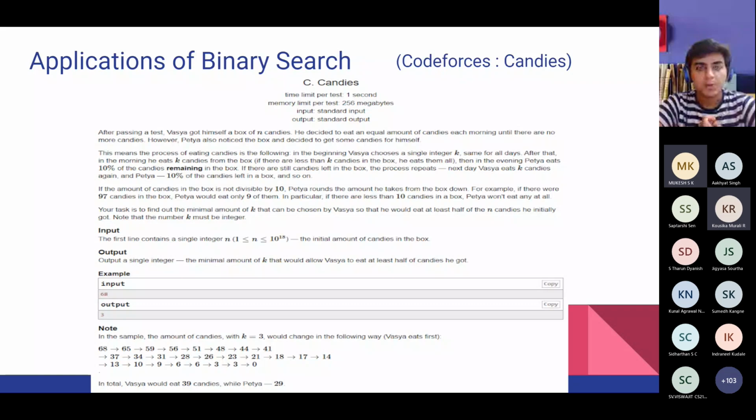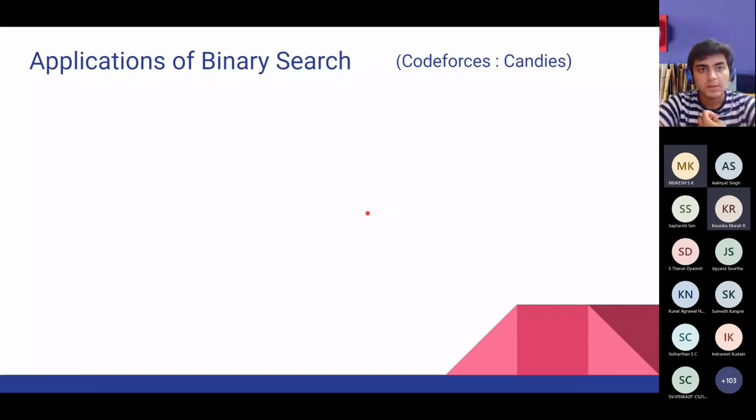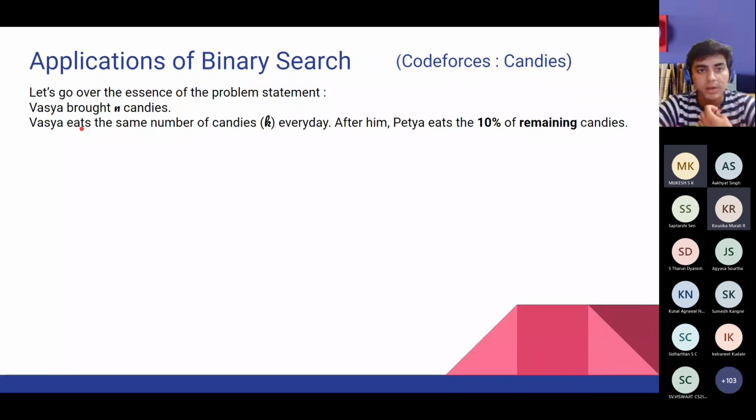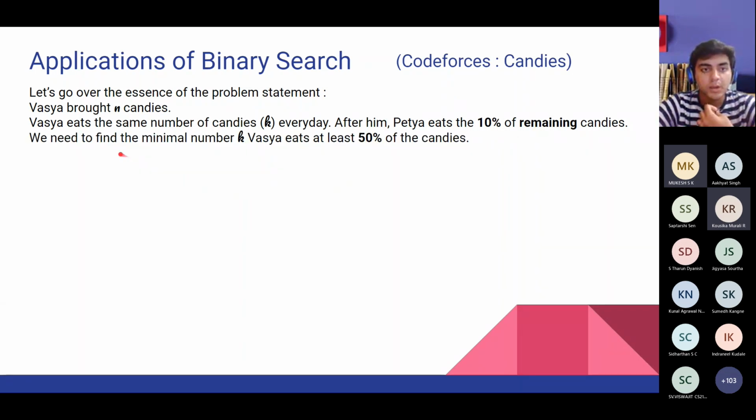And since we have a shortage of time as well, we'll just discuss the essence of the problem statement. So Vasya, I don't know, it's a Russian name. I don't know if I'm pronouncing it correctly, but Vasya brought N candies and he eats the same number of candies, like some K candies every day. And after him, Petya eats 10% of the remaining candies. We need to find the minimal number K such that when they have eaten all the candies, Vasya eats at least 50% of the candies.